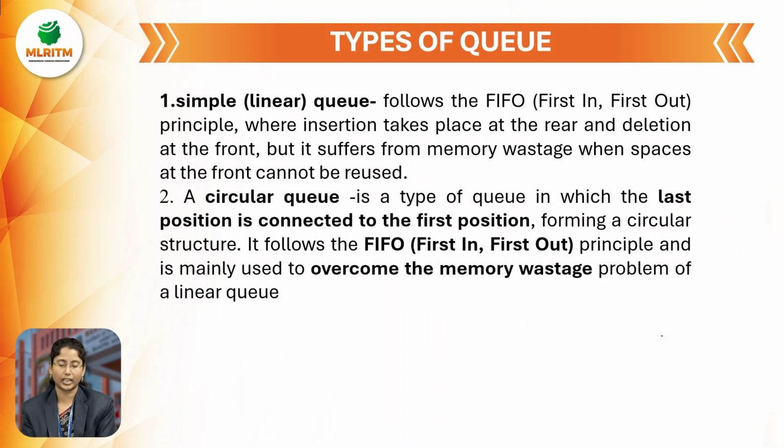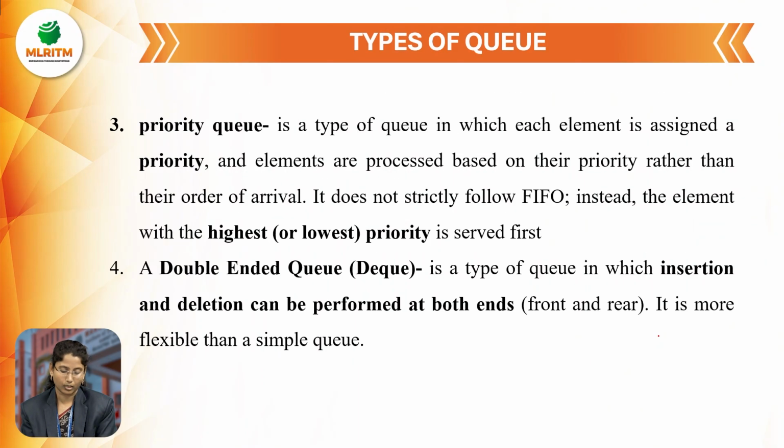The next is types of queue, and we have four types of queue. The first one is simple or linear queue. The second one is circular queue. The third one is priority queue. The fourth one is double-ended queue.